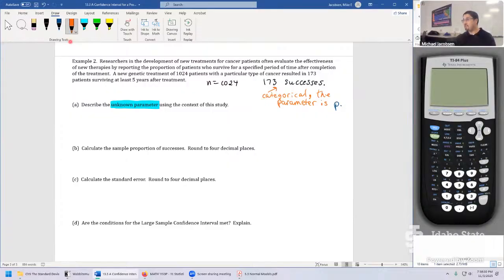So just as a reminder, if the data is quantitative, then the parameter is mu instead, the population's mean. So here's how we tell what the unknown parameter is in the very first place, to determine if it's categorical versus quantitative. And chapter 14 is going to be looking into that quantitative data.